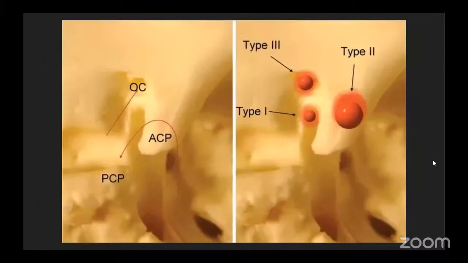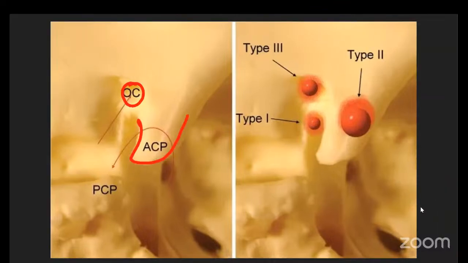If you understand this image, the classification is going to be really, really easy. This is the anterior clinoidal process. Let me draw here. This is the optic canal, and somewhere here there is going to be the optic strut. Okay, so if there is a lesion which is originating right around here under the anterior clinoidal process, then it is going to be type 1.